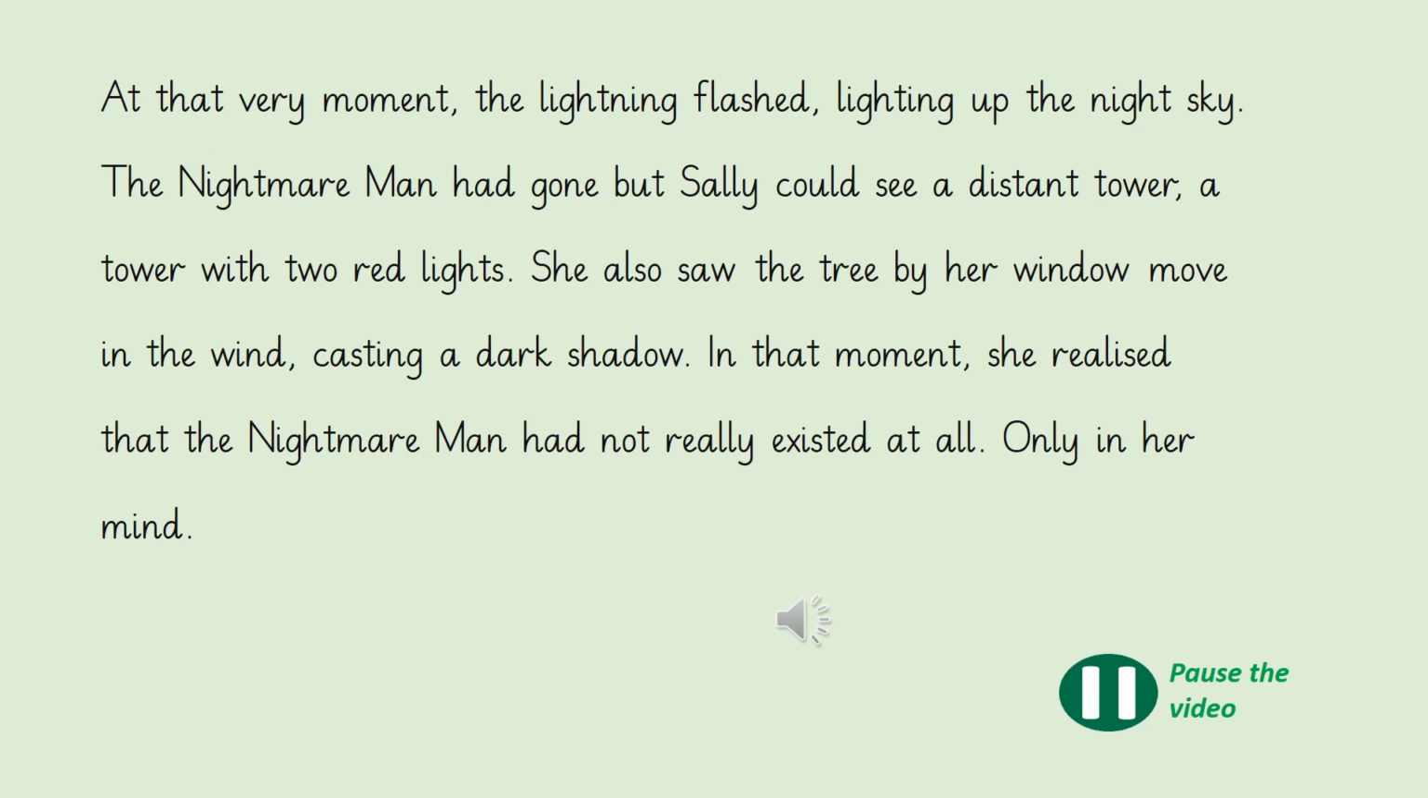And the final paragraph. At that very moment, the lightning flashed, lighting up the night sky. The nightmare man had gone, but Sally could see a distant tower, a tower with 2 red lights. She also saw the tree by her window move in the wind, casting a dark shadow. In that moment, she realised that the nightmare man had not really existed at all, only in her mind.